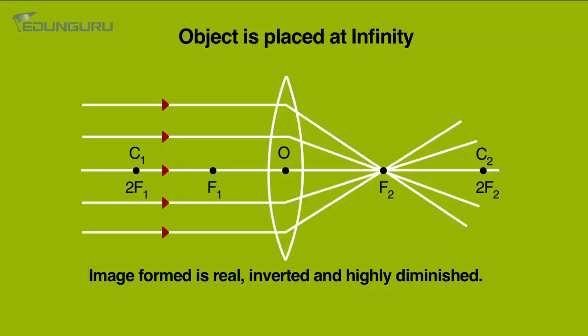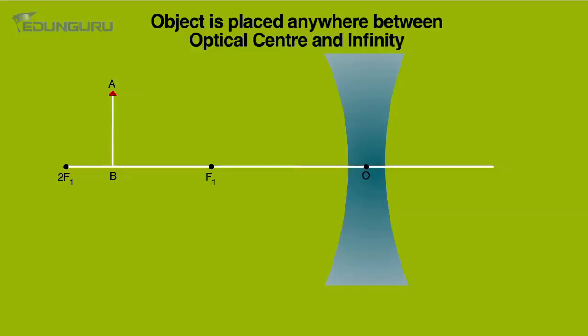Now we will consider the two cases of image formation in case of a concave lens. So let us take the first case, in which the object is placed anywhere between the optical center and infinity. As you can see in your figure, the object is placed at any point between the optical center and infinity. From the object, we are taking the first light ray which is parallel to the principal axis, and according to rule number 1, if a light ray is parallel to the principal axis, in case of a concave lens, it appears to be coming from focus f1.